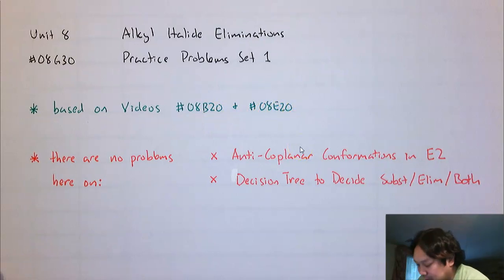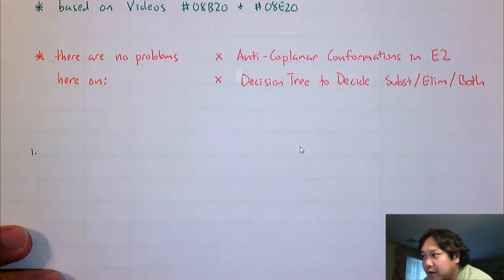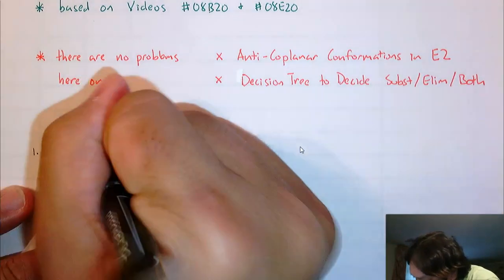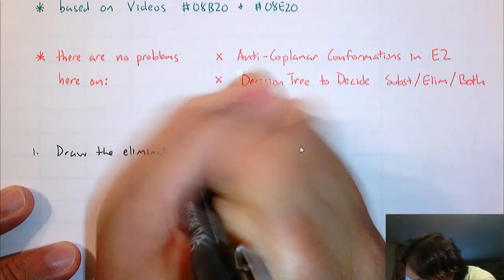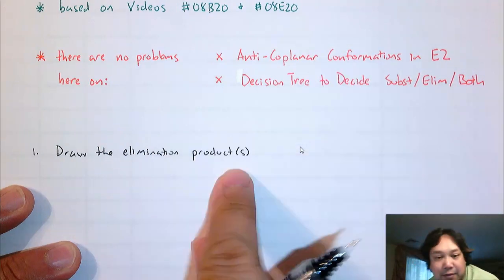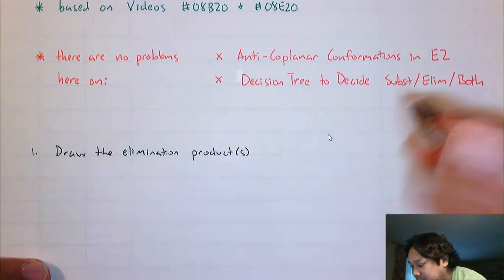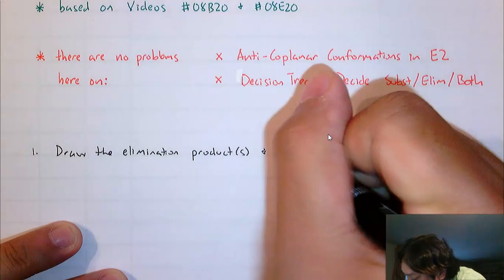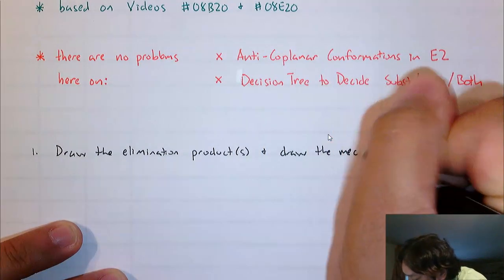The first problem, and we'll just number this sequentially. Number 1, draw the elimination. So I have S in parentheses, so it could be one product or it could be many products. I typically want all the alkenes that are possible, and draw the mechanism.